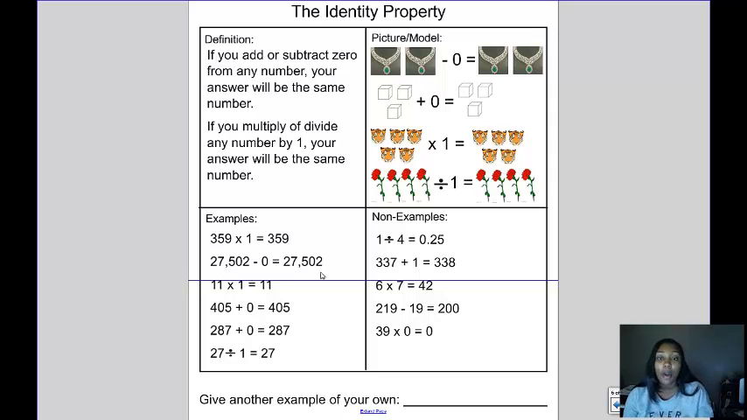So the identity property means that basically the number doesn't change. Whether you're subtracting or adding 0 or multiplying and dividing by 1, the number is going to stay the same. That's basically what the identity property is.